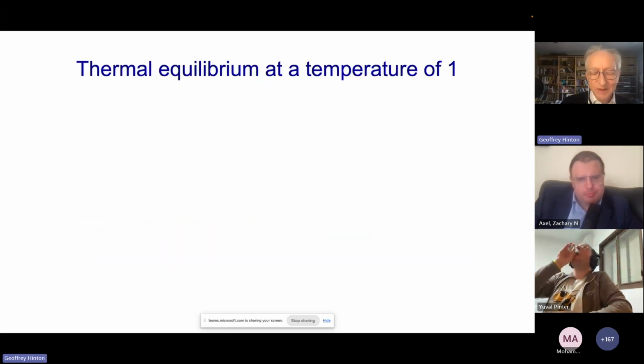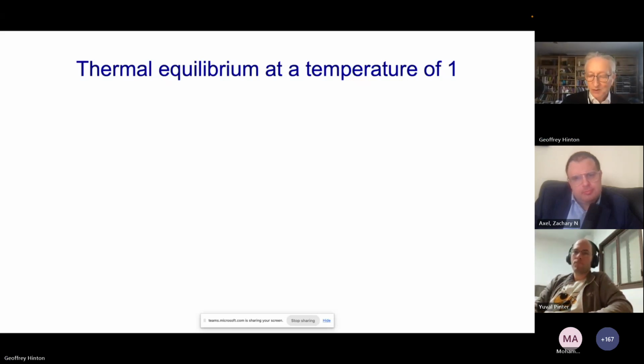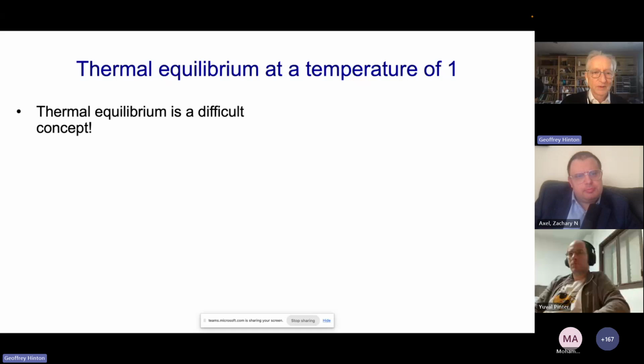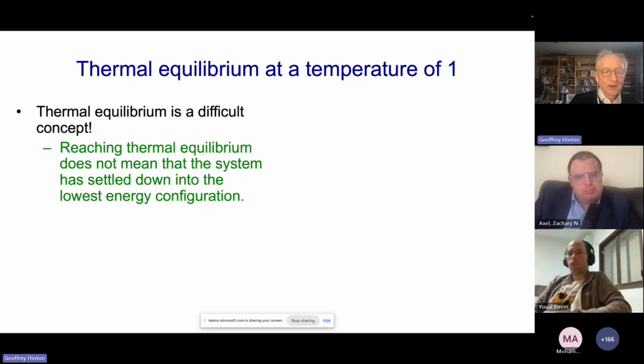So now I have to explain thermal equilibrium at a temperature of 1. And if you're not a physicist or a statistician, thermal equilibrium is a difficult concept. What most people initially think it means is the system settled down and nothing's changing. That's not what thermal equilibrium is. When a system reaches thermal equilibrium, things are still changing.